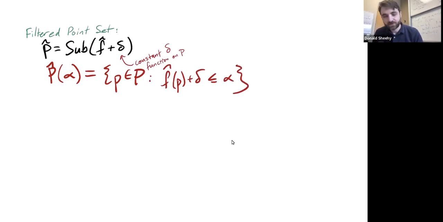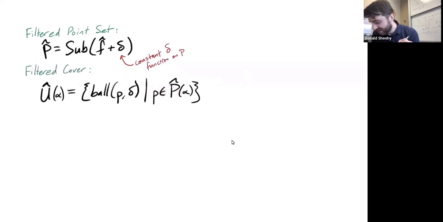I wrote it in this sort of shortened form, but this is what it is, right? So I put a filtration on the point set. All right, and from that, I also can get a filtered cover, which is just, the points that I have, I just take a ball of radius delta for every point that I kept.